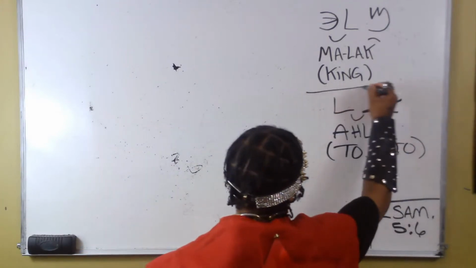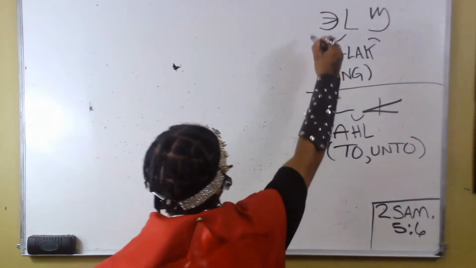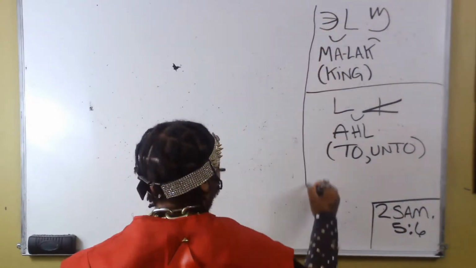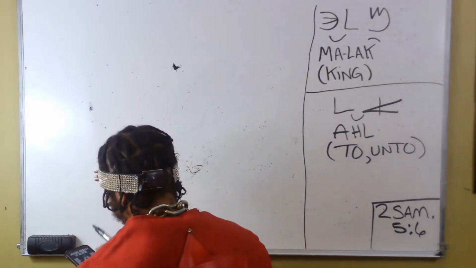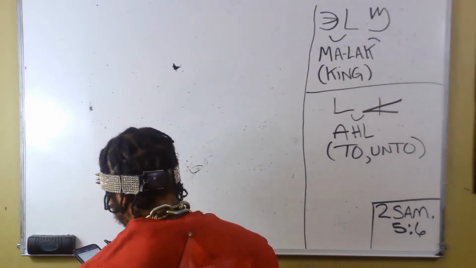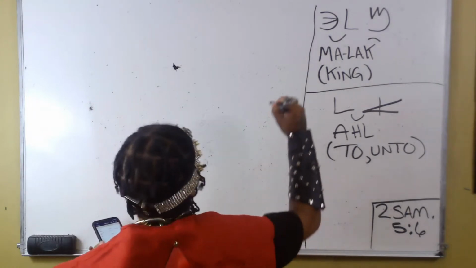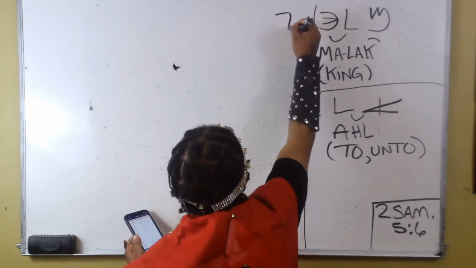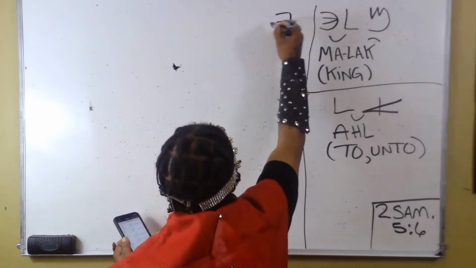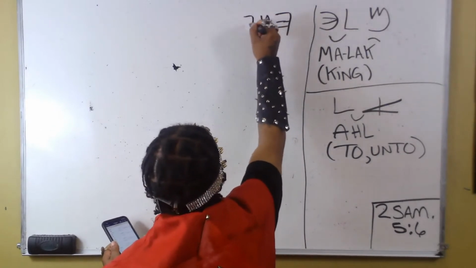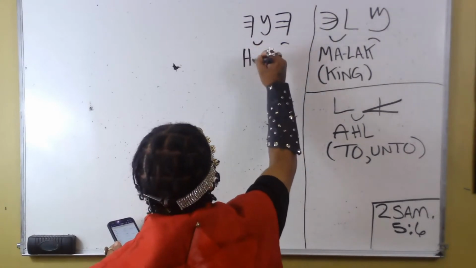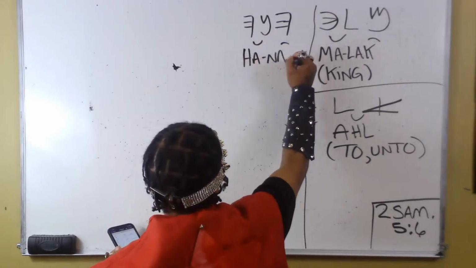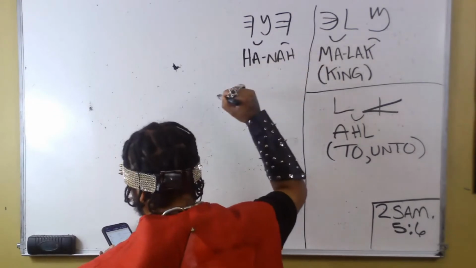All right, so I'm going to put a line in between there. Make a line right here. So the next word, going down towards the bottom: Hana. Hana is a word that means here or now.